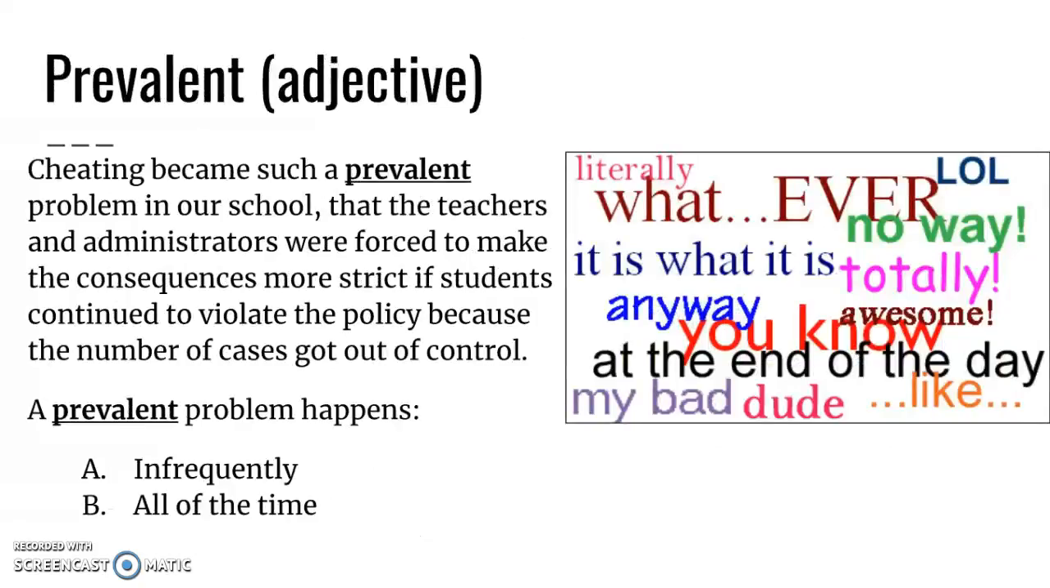Prevalent. Cheating became so prevalent, such a prevalent problem in our school, that the teachers and administrators were forced to make the consequences more strict if the students continued to violate the policy because the number of cases got so out of control. A prevalent problem happens infrequently or all of the time. Think about the words in the picture and how many times you've probably heard them.